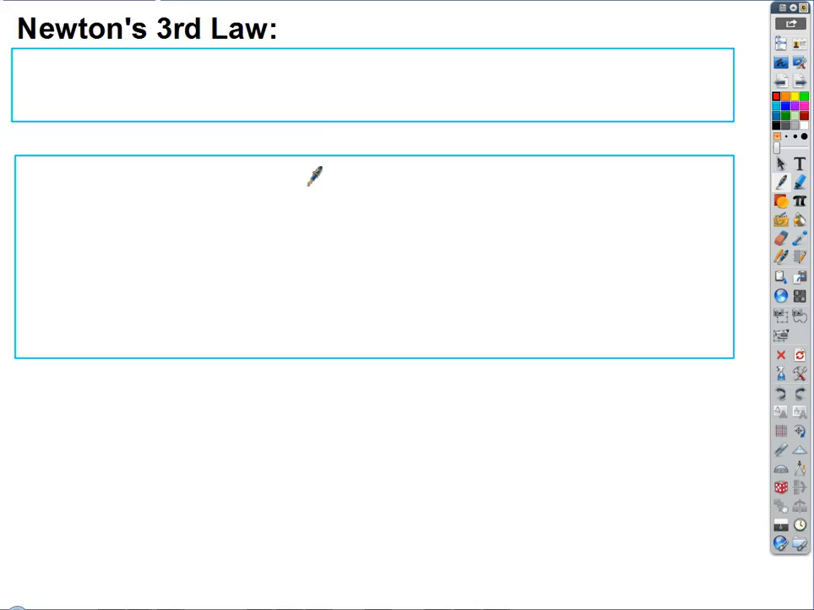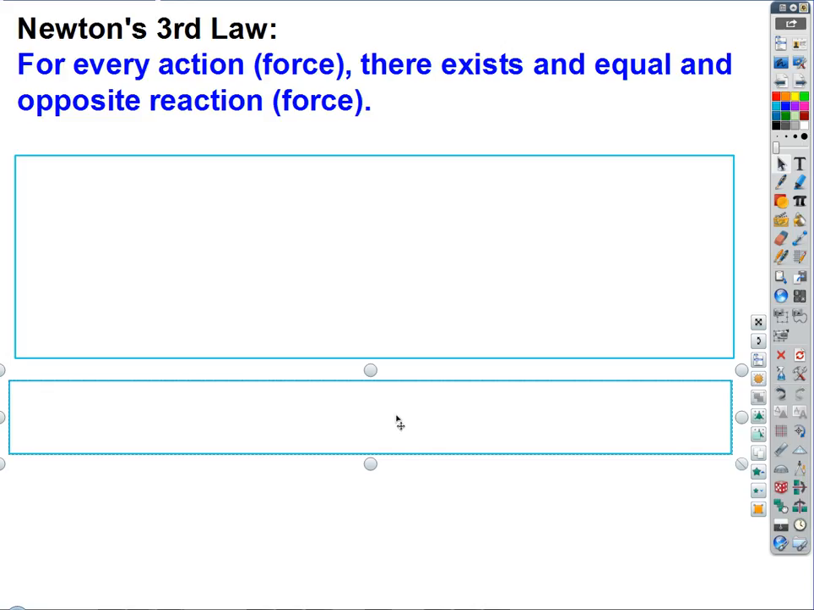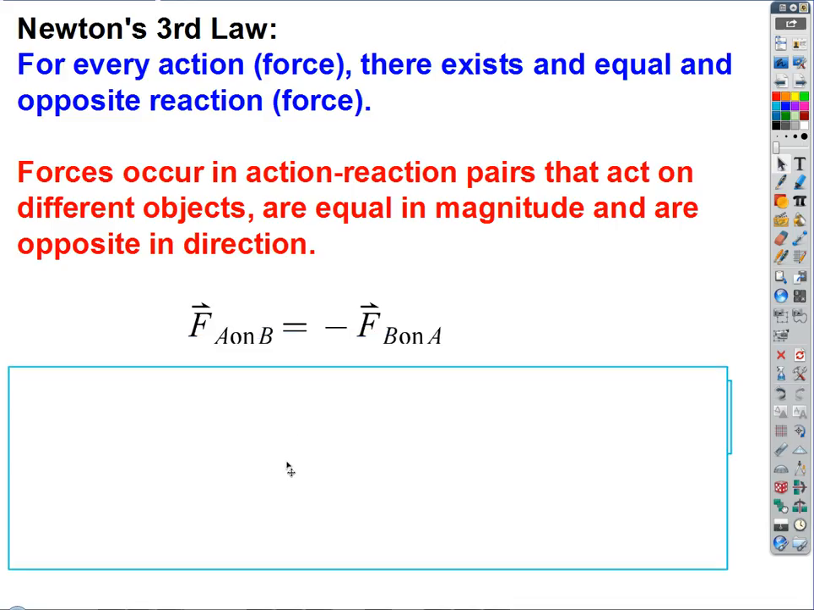Okay, so what this long story is really telling us is this. For every action force, there exists an equal and opposite reaction force. That's Newton's third law. That's the way you've probably heard it if you've heard it before. Forces do not occur in isolation. Forces always occur in pairs. A force is shared by objects. So a better way of saying it is this: forces occur in action-reaction pairs that act on different objects, are equal in magnitude, and are opposite in direction. Every time, that's what happens.